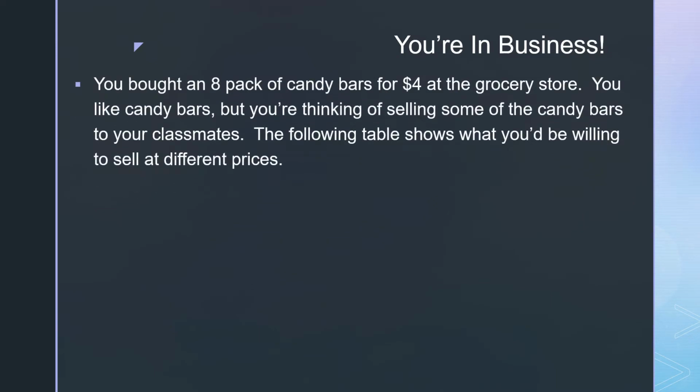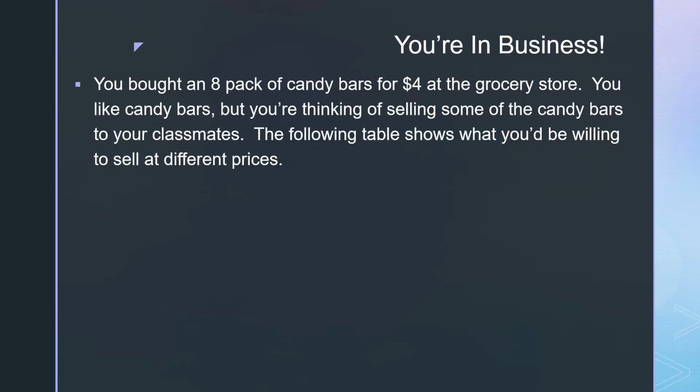So in the last set of videos, we talked about classmates selling candy bars out of their backpack. Now, I want you to put yourself in the shoes of that classmate. Imagine that you went and bought an 8-pack of candy bars for $4 at the grocery store. So, $4 divided by 8 candy bars, they're costing you 50 cents apiece essentially. Now, you like candy bars, but you're thinking of selling some of the candy bars to your classmates.